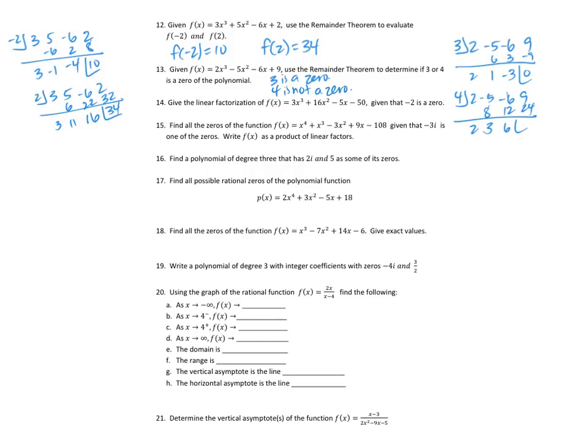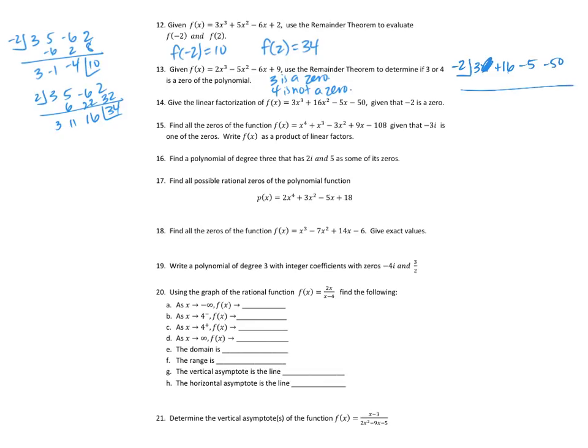Then it says give the linear factorization of that thing given that -2 is a 0. So I'm just going to go ahead and erase some of this stuff over here, and I can do synthetic division on that. So I know that -2 is a 0, so I'm just going to go ahead and divide that out, and I should have a quadratic left over once I do that. So I have 3x cubed plus, 3, and then I have 16x squared, and then I have -5, and then I have -50.